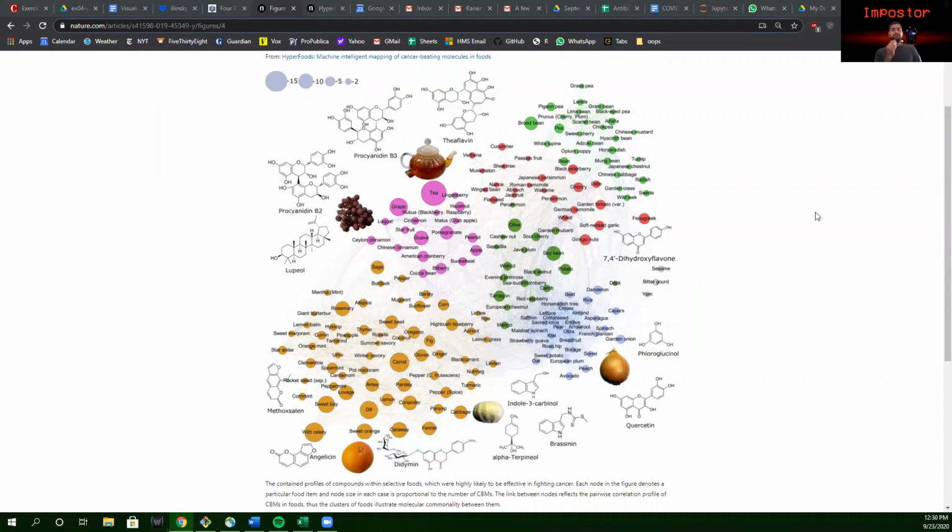The diagram we're going to be talking about today comes from an academic paper in the journal Nature. It's a machine learning paper where they map foods to different cancer-beating molecules that are found in anti-cancer drugs. So the visualization that we've got laid out here is basically this food map that they created. And we're going to talk about this.